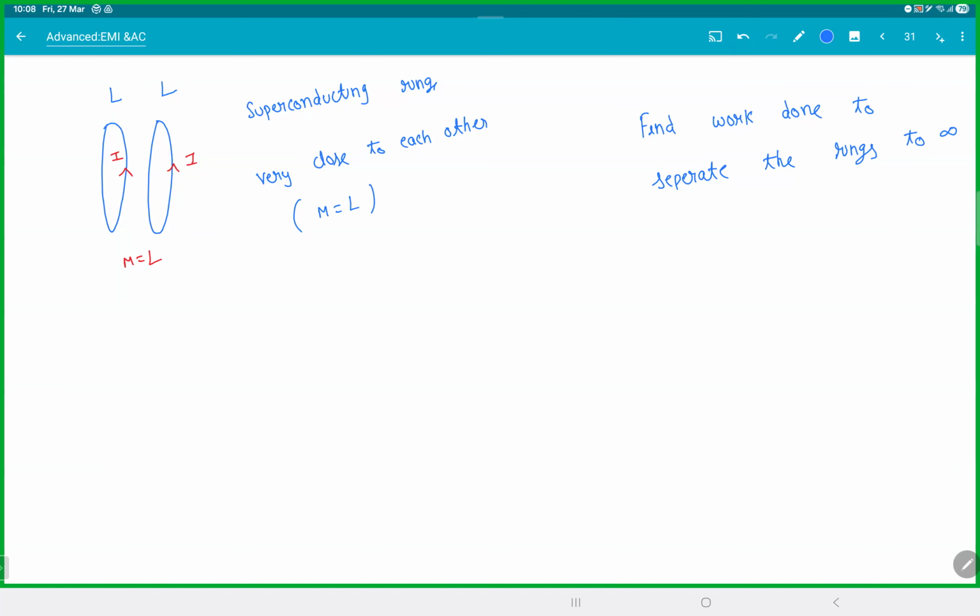Again, what is the idea? The flux will not change. So first find the initial flux in the rings. And then argue with the statement, the final flux must be same. And then you'll get the final current. Work done by external force is nothing but change in energy.